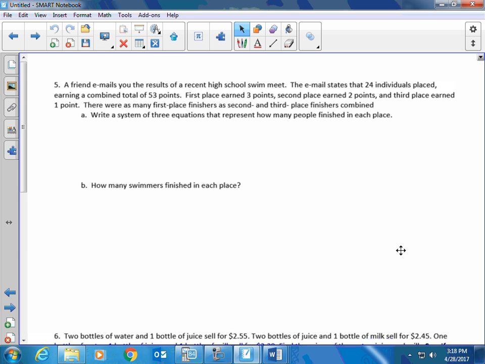As we read through a word problem, we want to try to figure out a couple things. First thing is, what are my variables? What is it I'm trying to find? Most of the time, if not all the time, the variable will be what we're trying to look for. Okay? So if I read this problem, the question B says how many swimmers finished in each place. That's my variables. What places?